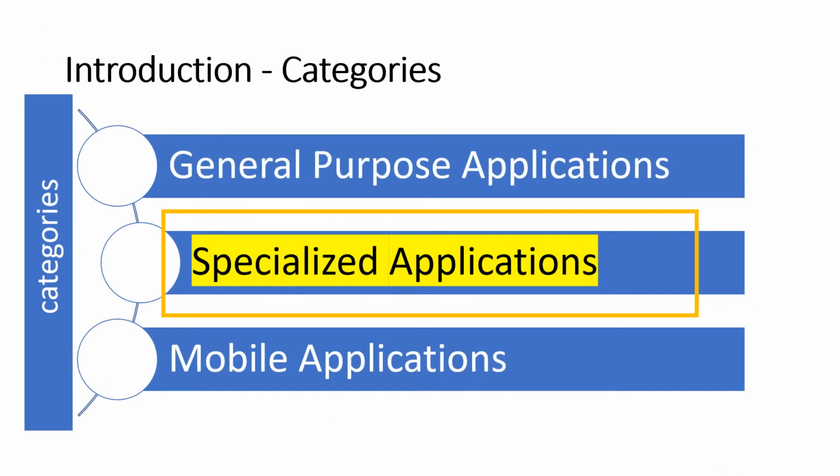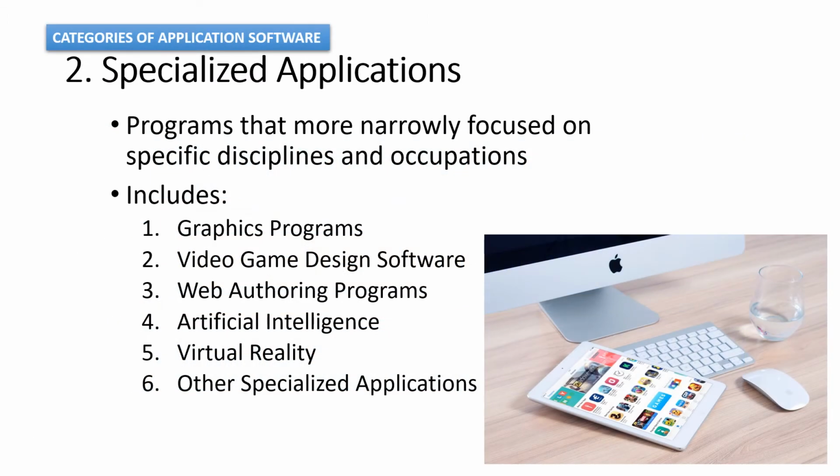Okay, we move on to the next category of application software, which is specialized application. Specialized applications are for specific disciplines and focused work, and include various applications of software as shown in this slide.